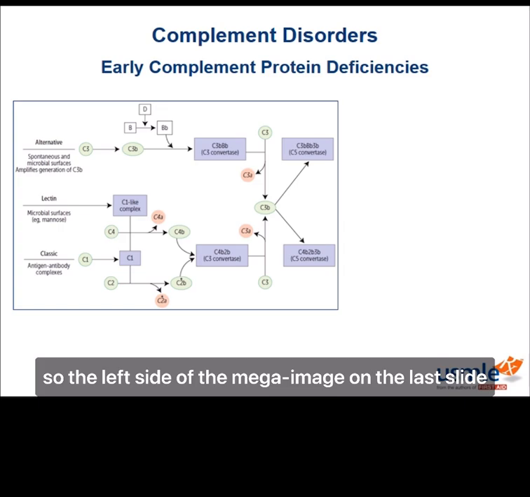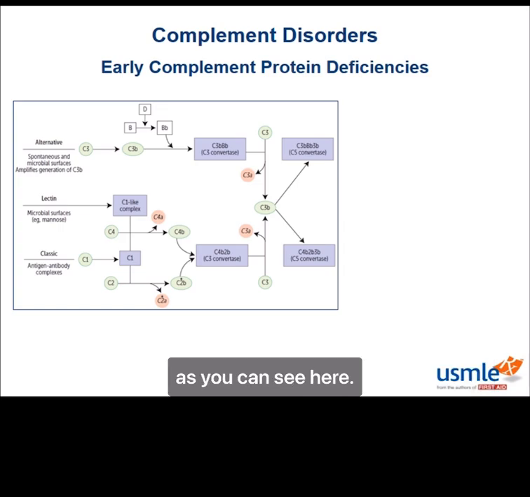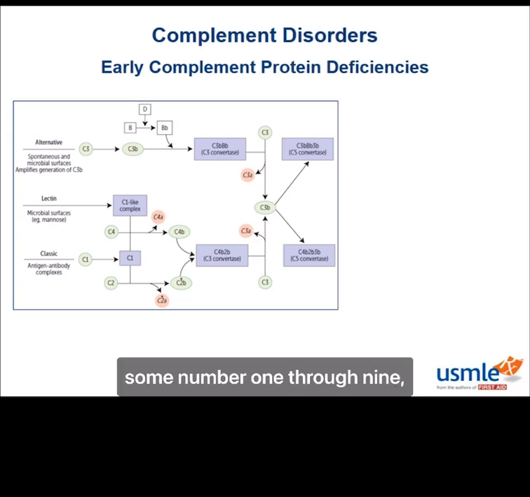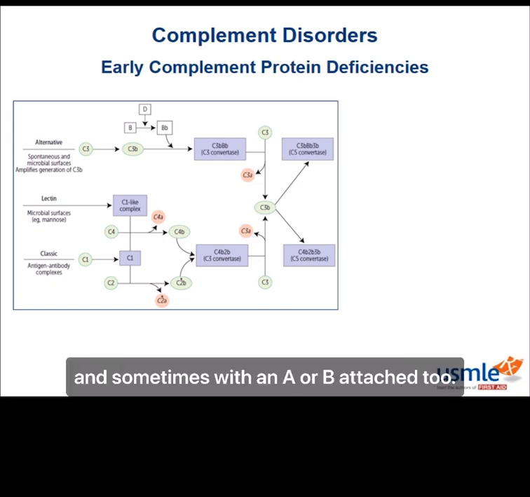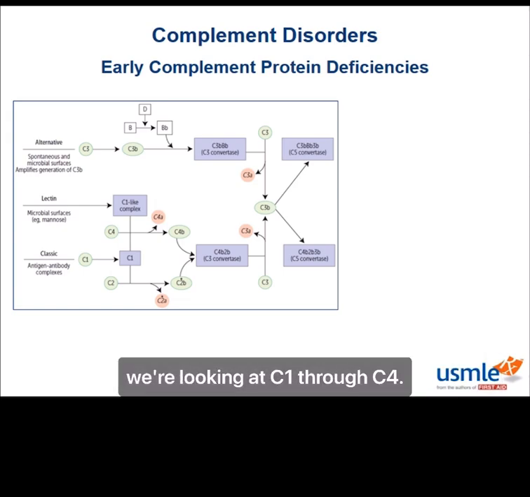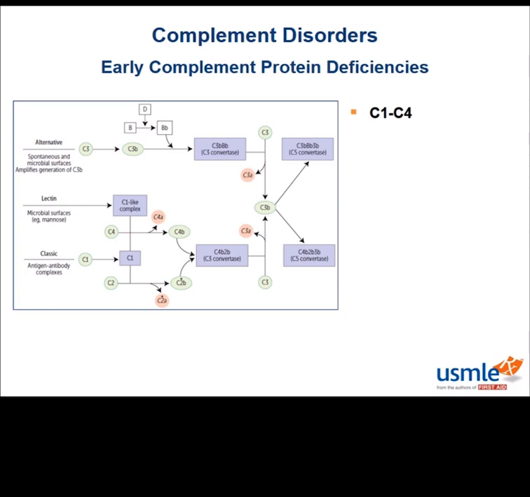So the left side of the mega image on the last slide, as you can see here. Complement proteins are mostly named with the letter C, some number 1 through 9, and sometimes with an A or B attached too. So if we're going to talk about the early deficiencies, we're looking at C1 through C4.